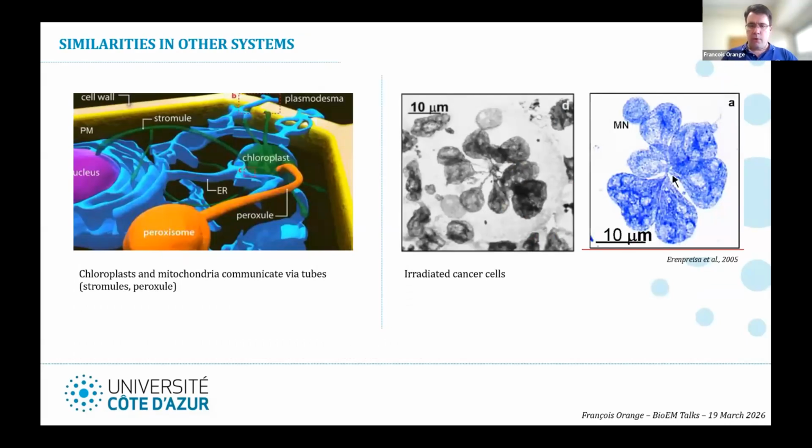When trying to understand what we saw, we try to find similarities in other systems. And I give you two examples there. We know that, for example, in plants, you have the chloroplast and the mitochondria, which can communicate via tubes. In irradiated cancer cells, you will also have structures which look like the nucleus we found, with some multilobate structure with tubes connecting all of this and some converging points as well. So this could be a similarity and gives hypotheses to understand what we saw exactly.